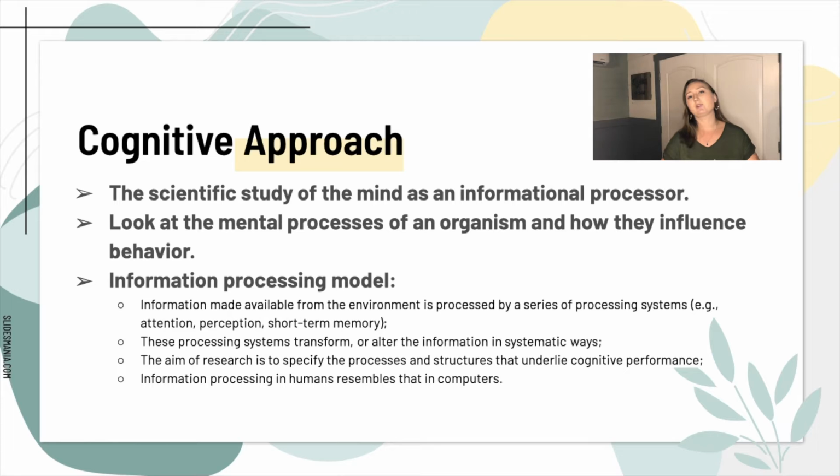So basically, the information processing model says that the information made available from the environment is processed by a series of processing systems, which we call attention, perception, and short-term memory. These processing systems transform or alter the information in systematic ways so that our brain can understand it. The aim of the research is to specify the processes and structures that underlie cognitive performance. Information processing in humans resembles that in computers. Now, this is just a really good way to understand the human brain. It doesn't necessarily mean that they have completely dehumanized the human.